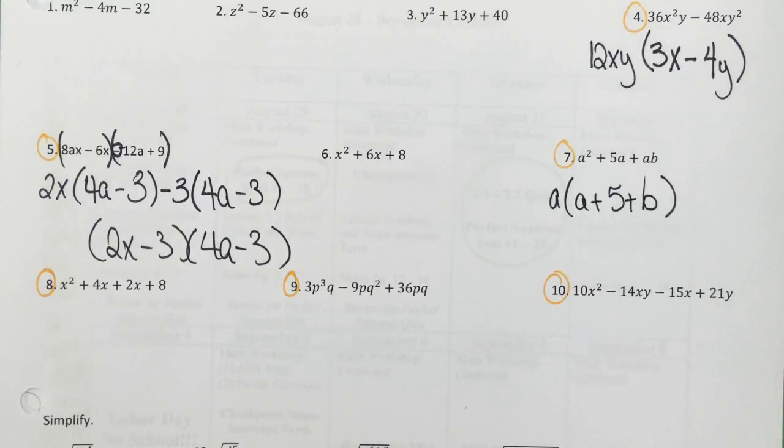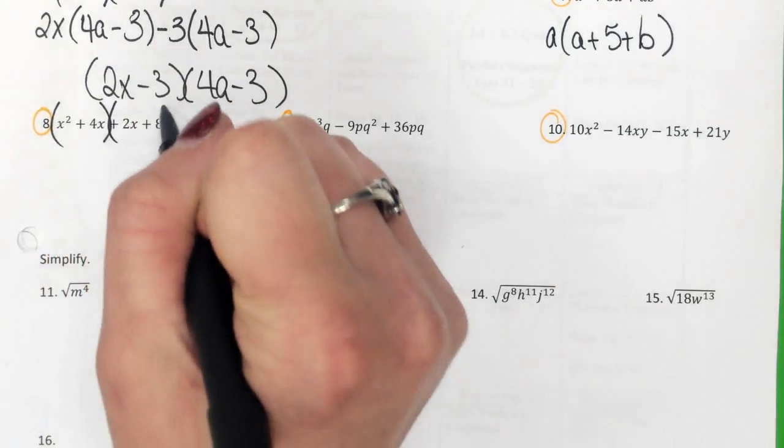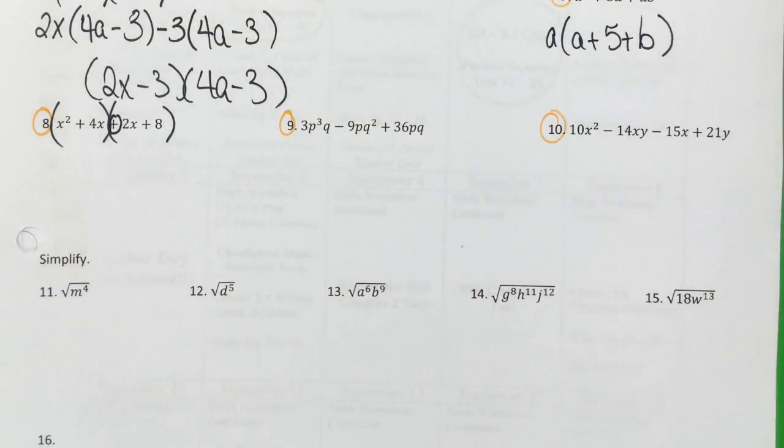Alright, what about number 8? How many terms does it have? 4 terms. So you got to do group. There you go. And then keep that plus sign with that 2 because that's really important. Try that one.